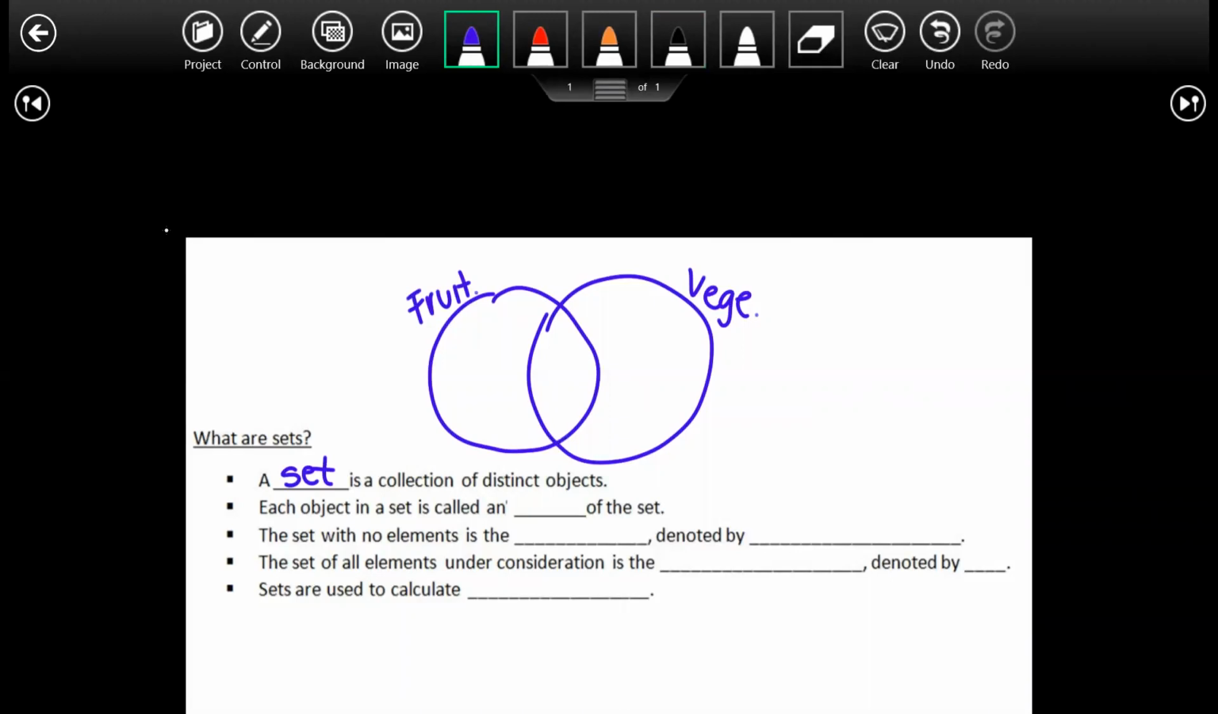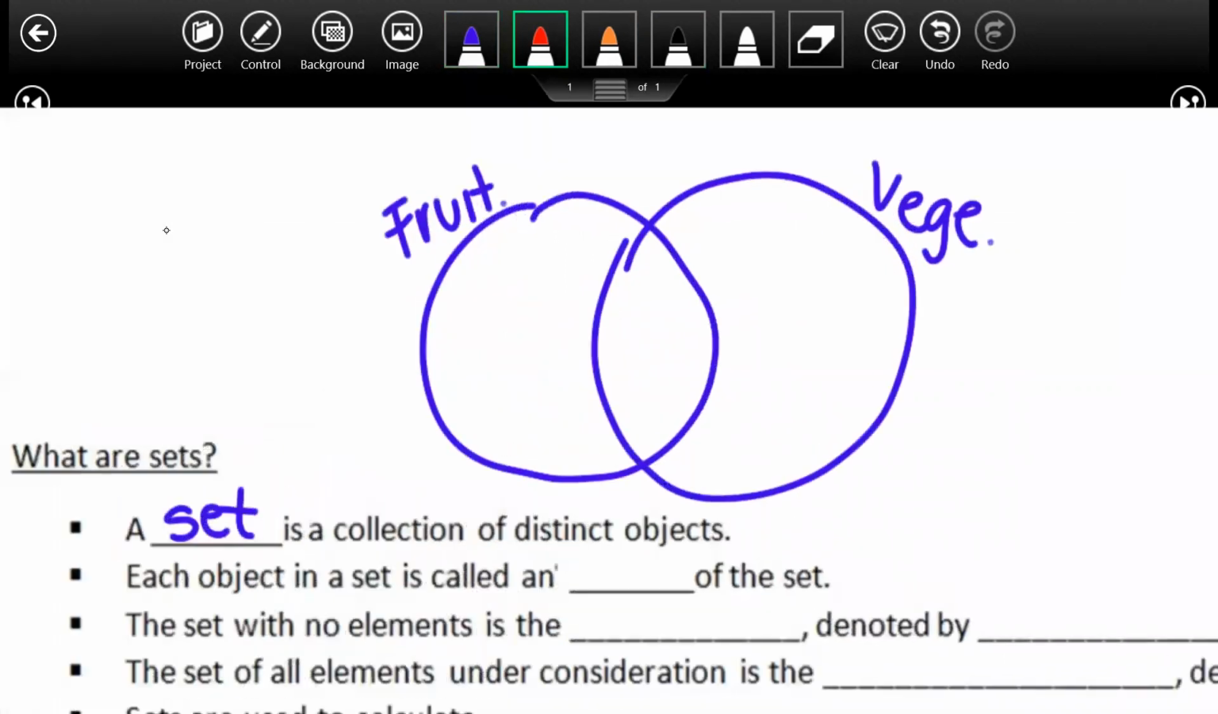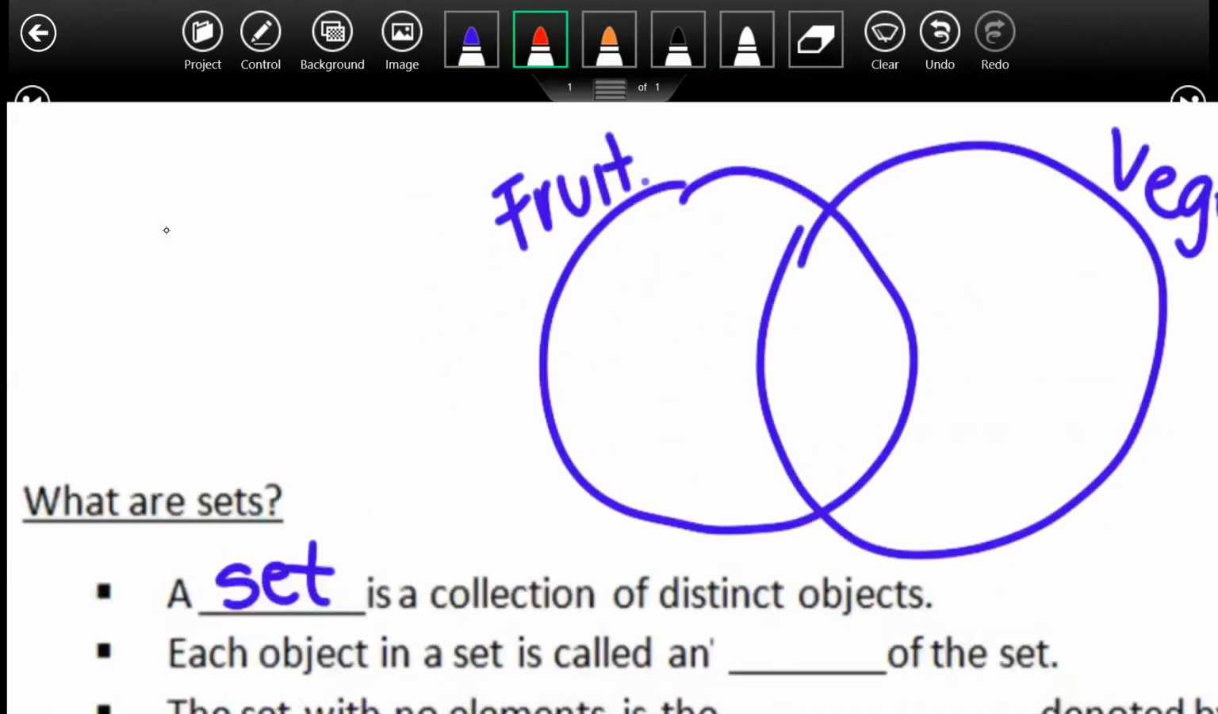Can someone give me another set of something? Meats. Dairy. Protein. So we can create different sets for different objects in them. Each object in a set is called an element.